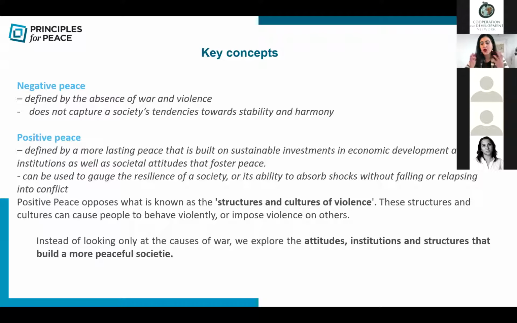And positive peace refers to the notion of thinking about what kind of peace would make it last. How do we build peace in a way that creates a sustainable investment both in economic development, in state institutions, in societal attitudes, in rebuilding the fabric of the society, in a way that actually can make the societies themselves resilient to falling into violence as a result of differences or conflict. So in a way, what we often say is that positive peace is not only looking at the violence, but it's looking at the structures and cultures of violence and trying to address this. And this is really a fundamental difference.